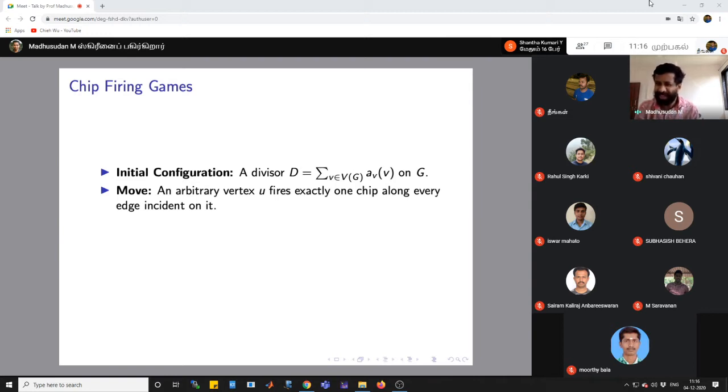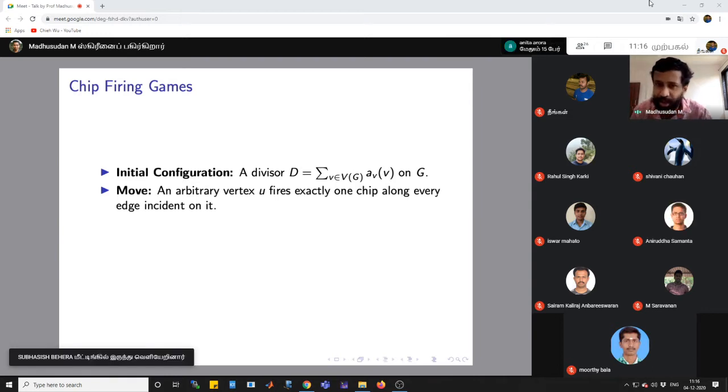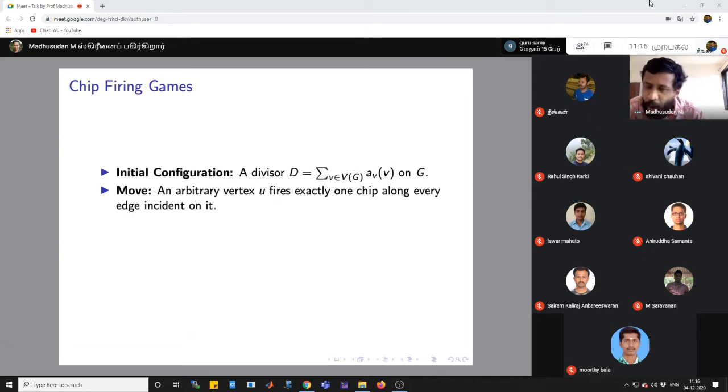This is the same as saying that if you do this simultaneously, the vertex is allowed to fire the same number of chips along every edge incident on it. So I've just considered this basic move where one chip is fired, but the crucial thing is exactly one chip along every edge incident on it. This is the notion of a move.